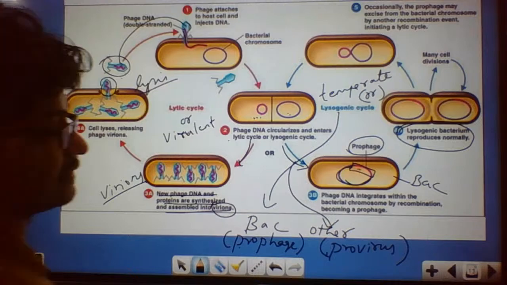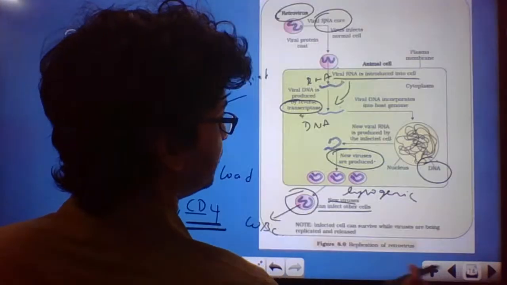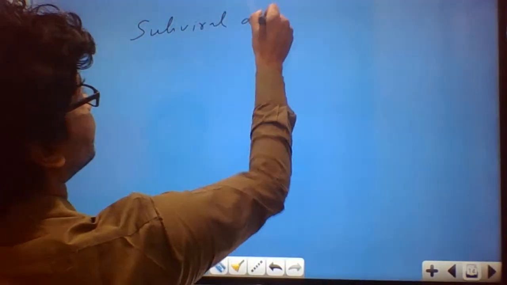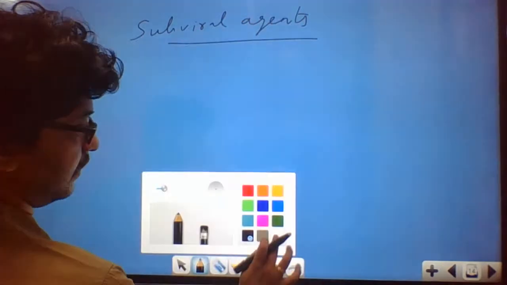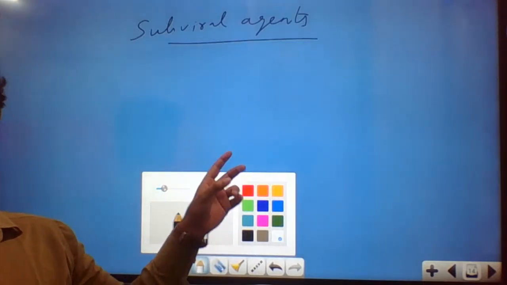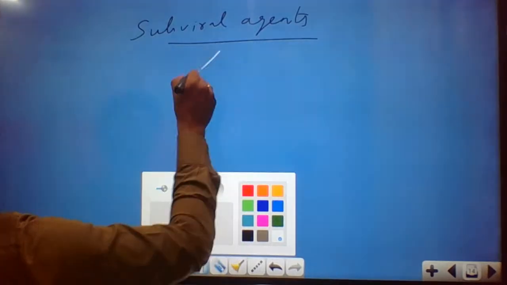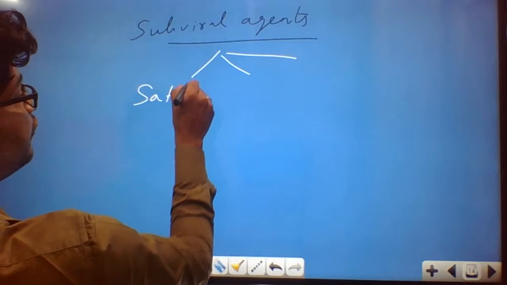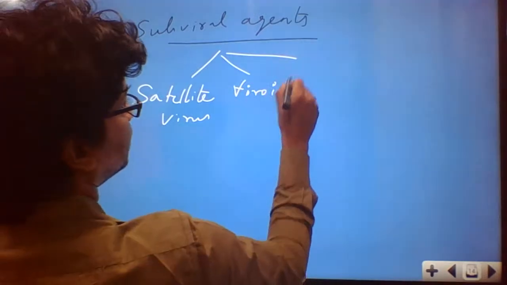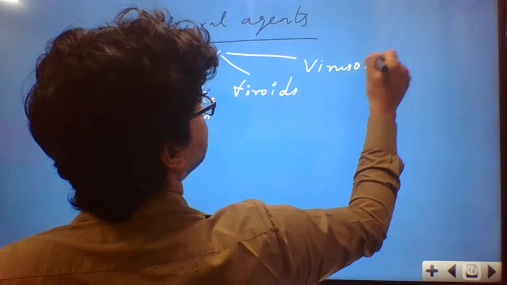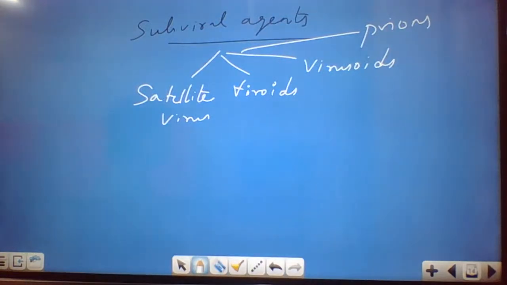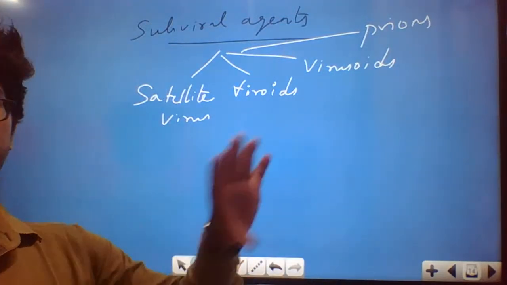Coming to the subviral agents. As far as subviral agents are concerned, you could see what the things are: satellite viruses, viroids, and virusoids. These are three things that you should cross-check whether you are aware of all these terms. And also we have something called prions. These are other areas the subviral agents also cover, but because we have only another 15 minutes of time, I try to just give an outline only.